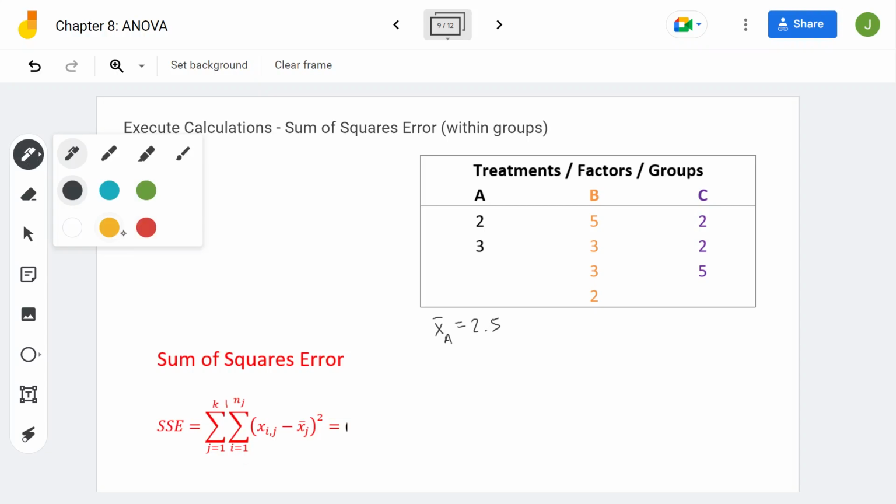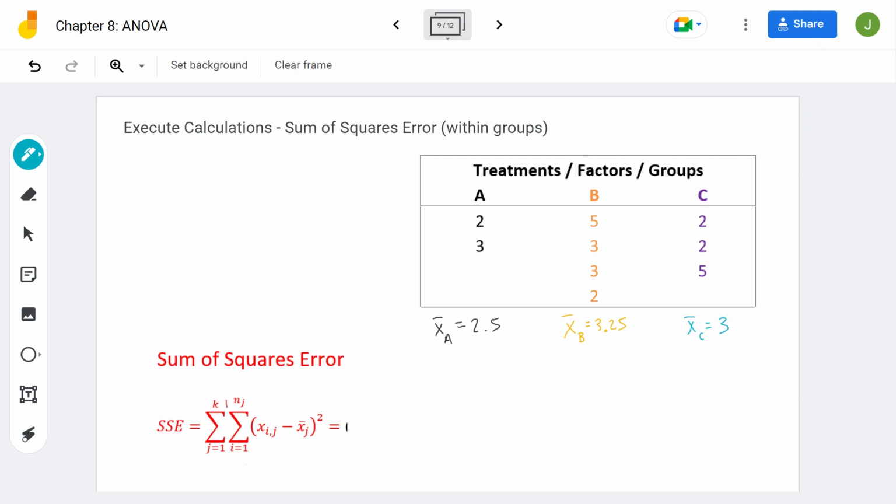The mean of column B, which I'll call X bar of B, if I add those up and divide by 4, that's going to be 3.25. And then the mean of column C, if I add those up, that's 9 divided by 3. So the mean of column C is going to be 3.